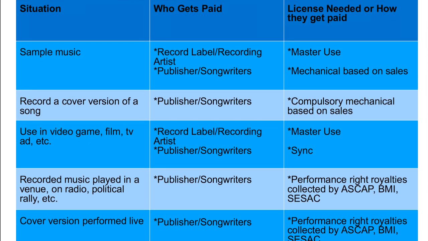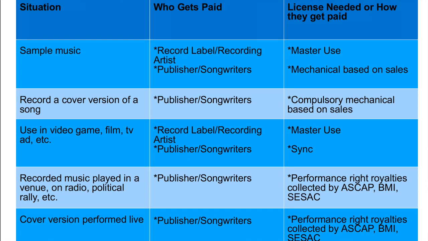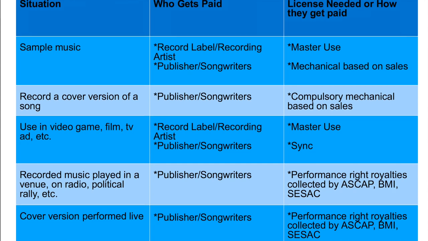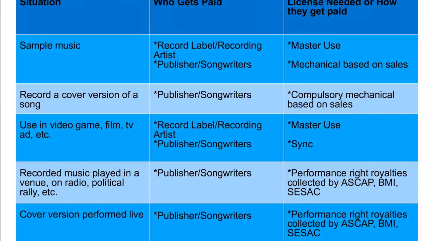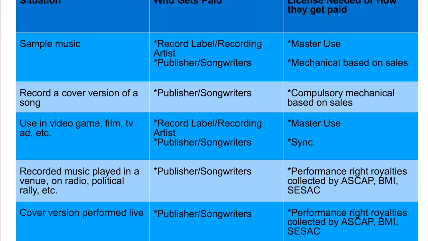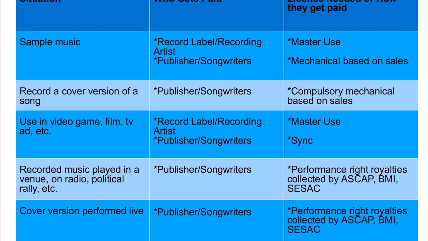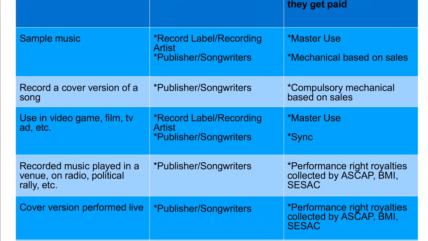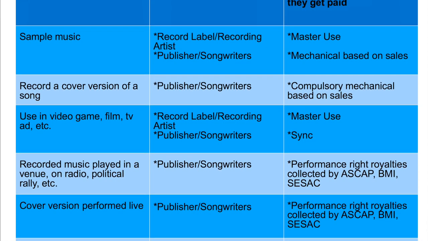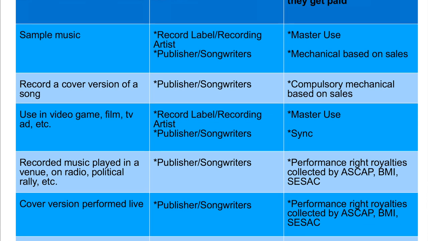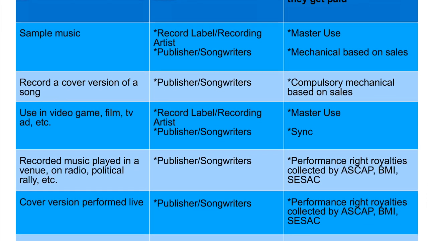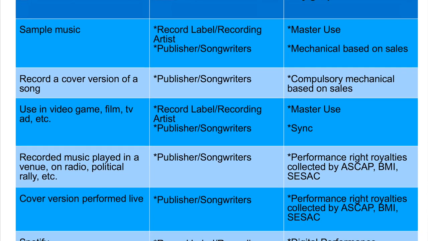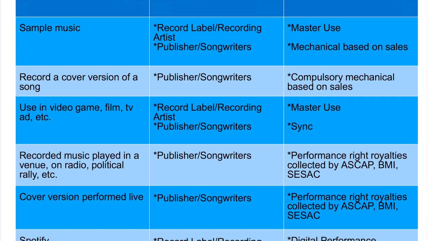I wanna record a cover version of a song, right? Who gets paid? Publishers and songwriters get paid, and I'll get a compulsory mechanical license to do a cover version, and they get royalties based upon sales. If I wanna use music in a video game, film, TV, ad, or whatever, I gotta get a master use license from the record label, and that pays royalties to the recording artist, and that's gonna be an upfront fee, and then based upon sales. And then I need to get a sync license from the publishing company that pays royalties to the songwriters and composers, and this is an upfront paid-up lump sum.